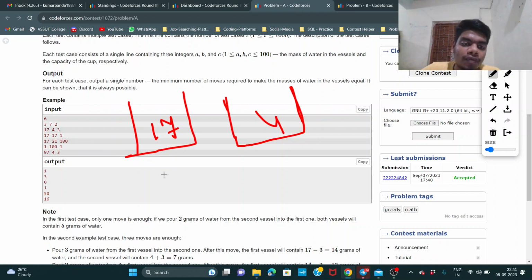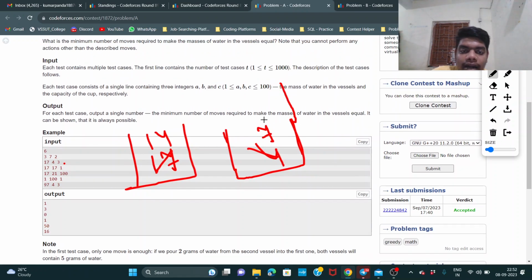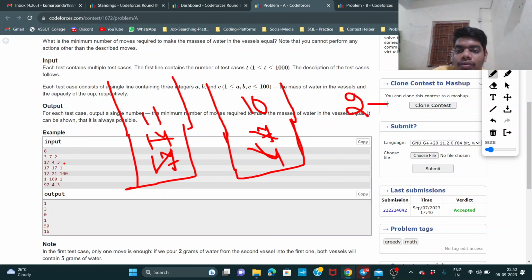So for that, here at max we can take 3. Just remove 3 water, and if we remove 3 water, it becomes 14 and it becomes 7. This is the first move. In the second move, this becomes 11 and this becomes 10. Now see, the water level in both vessels is not the same right now, but we have to make the water level in both vessels the same, mass or level, anything you want to say.